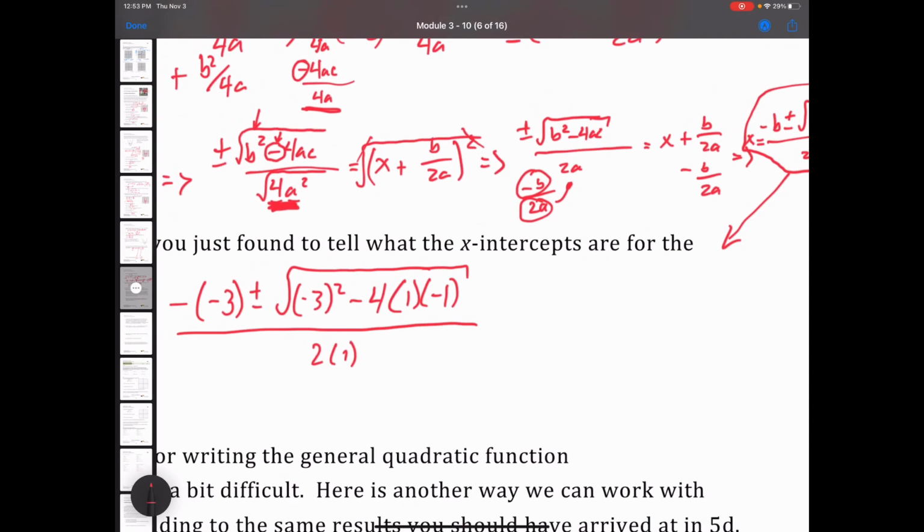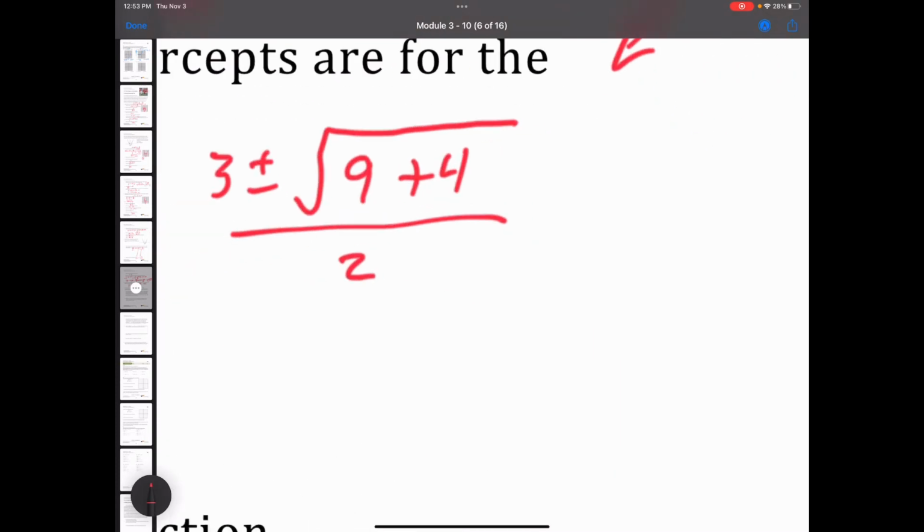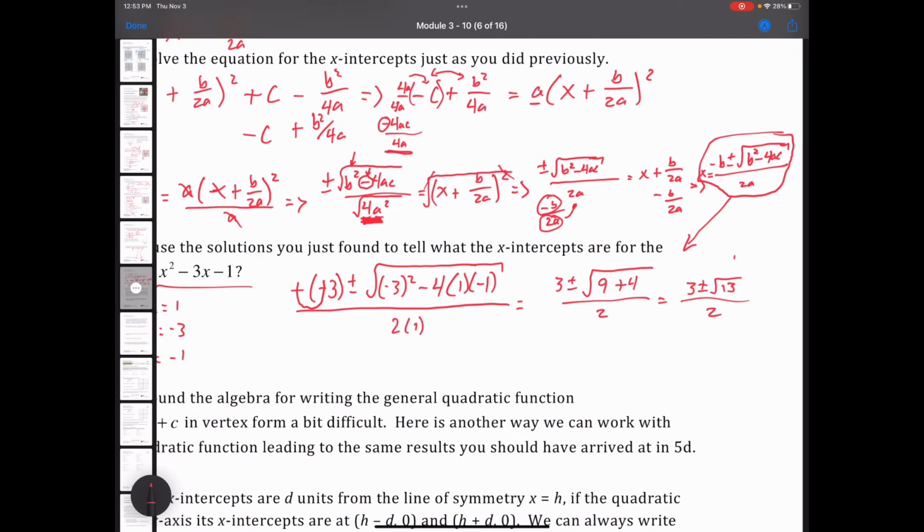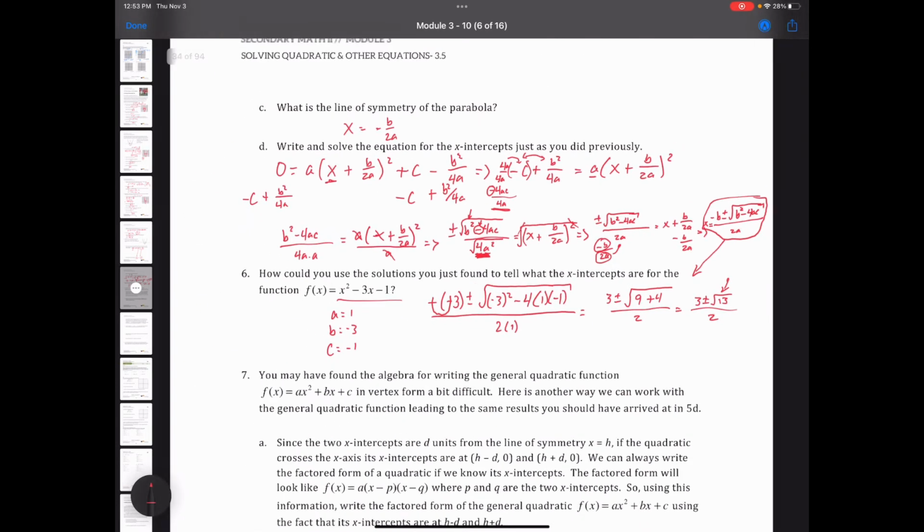Okay, and now I can simplify. Minus a negative becomes a positive. So I've got 3 plus or minus the square root of negative 3 squared, which is positive 9, minus 4 times positive 1 is negative 4, times negative 1 is positive 4. So it's 9 plus 4 all over 2. To simplify one more step, I get 3 plus or minus the square root of 13 all over 2. And I cannot simplify that anymore. This radical is as simple as it gets because 13 is a prime number.